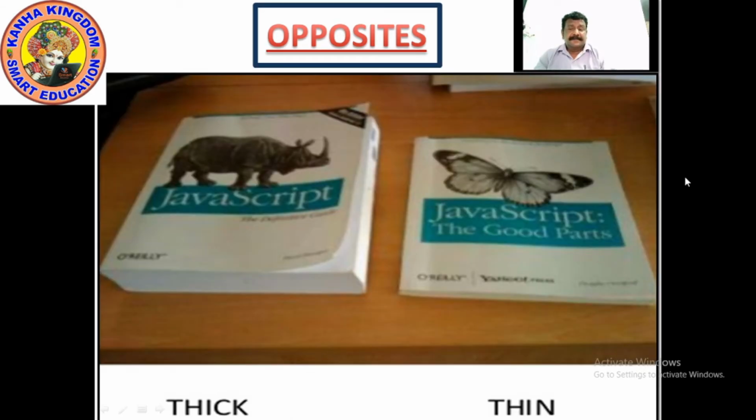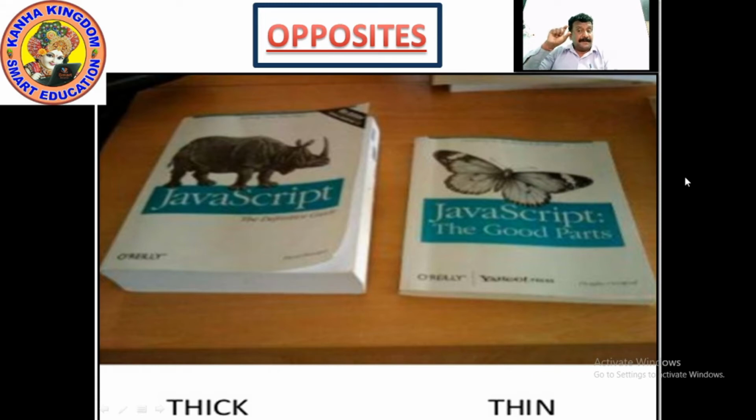So now look at the opposites. We have seen down and up, right? Up, down. Elevators going up, elevators coming down. Now we are seeing the opposites thick and thin. Thick, thin. You can see on the screen in front there are 2 books of JavaScript. The first book on the left side is thick. You can see it is so thick.